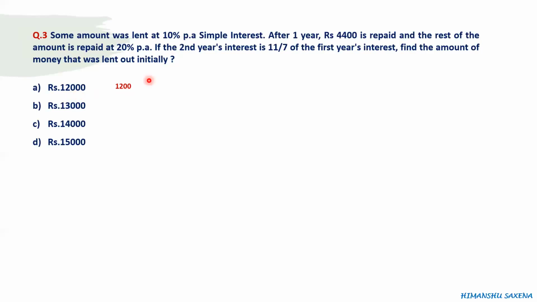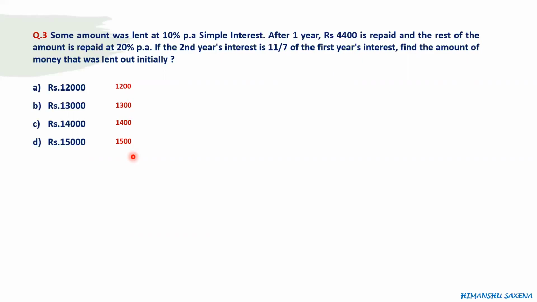Then at 10% in 1 year, the interest would be 1,200 rupees, right? So in 1 year, it would be straightaway 12,000 into 10%, which is 1,200 rupees. For option B, the interest after 1 year would be 1,300. In C, it would be 1,400. And here it would be 1,500. So 10% per annum simple interest on these amounts would be these numbers, right? It's very easy to calculate 10% of any number. You just have to divide it by 10.